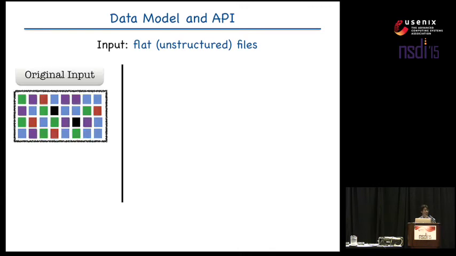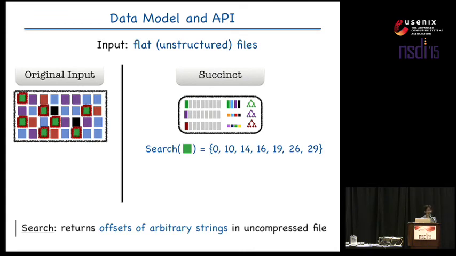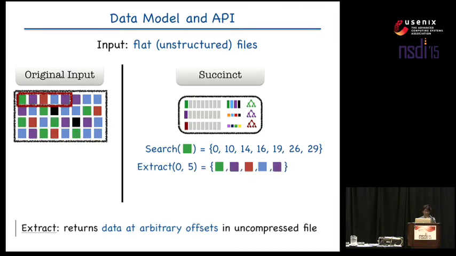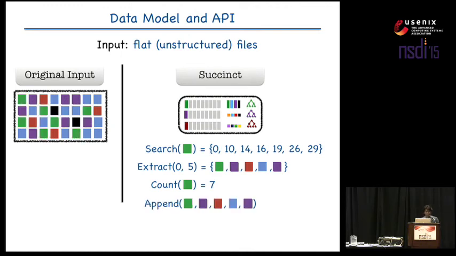And now you can execute very powerful primitives like search. You can extract, which is random access, and you can do count queries, which will tell you the number of occurrences. You can append new data, and you can execute slightly stronger queries like range and wildcard queries. So I'm going to probably skip this slide.